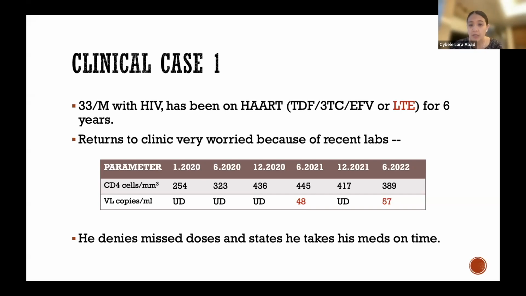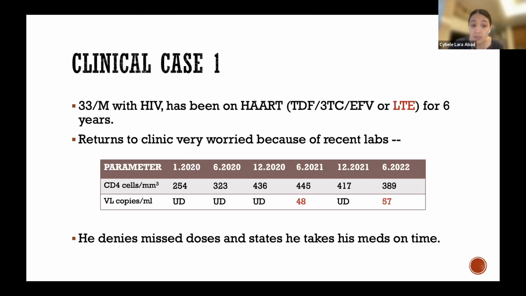Now he returns to the clinic very worried because of his recent labs. This is his labs in the past 2 years, which we plotted over time. And he's very OC, so he likes to look at his CD4 cells and his viral load copies. As you can see here, his CD4 really ranges from 200 plus to 400 plus, and on the last check, it was 389. His viral load was mostly undetectable, but he has two numbers above the limit of detection, which is 40 for this particular lab. So he has a 48 here in red and a 57. And so he's very worried about these numbers, which are above the limit of detection.